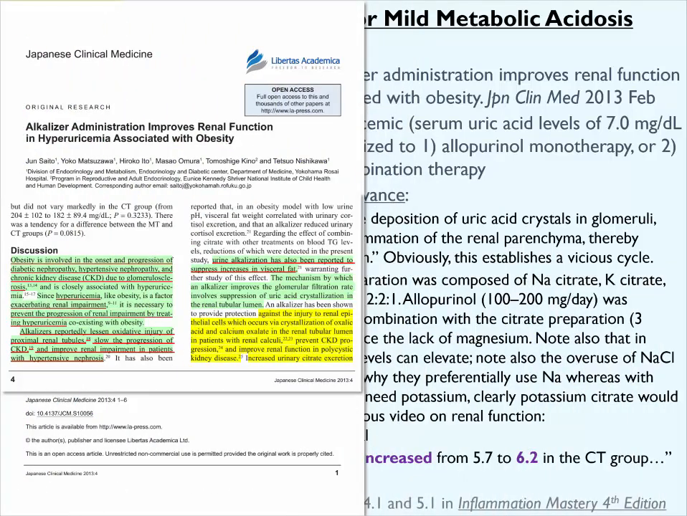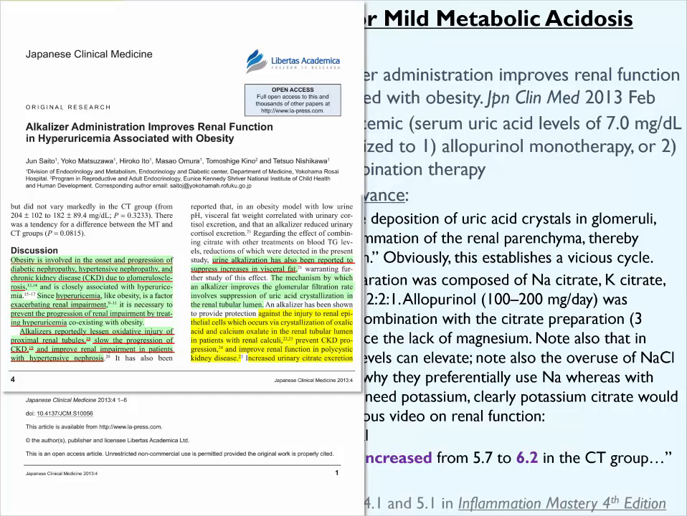They go on to state that hyperuricemia, like obesity, is a risk factor for exacerbating renal impairment, and it is necessary to prevent the progression of renal impairment by treating the hyperuricemia along with the obesity. So in other words, when you see a patient who's obese and you're trying to treat that aspect of their total health matrix, you need to consider not simply the obesity and the hypertension, which are rather obvious clinically, but also the urine acidification and the metabolic acidosis.